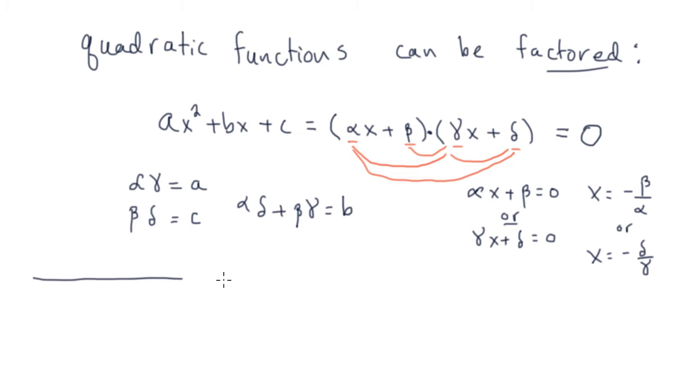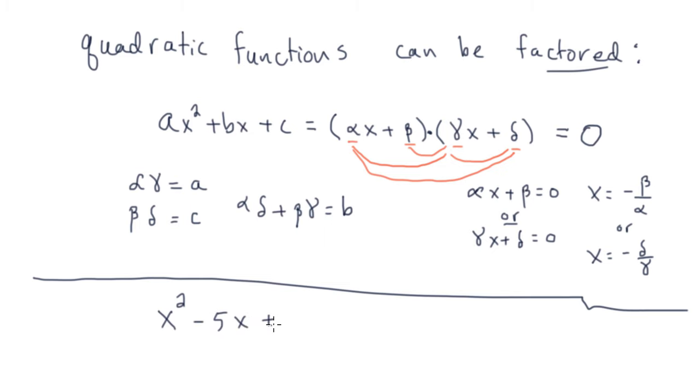So let's do a quick example just to illustrate what I mean in case you forgot. Suppose that we had x squared minus 5x plus 6, and I want this to equal 0. So here's my quadratic function. I'm setting it equal to 0 to find the zeros of the function. Now notice that my a here is 1. That tells me that alpha times gamma has to be 1. Well then I'll just let alpha and gamma equal 1. So this should be x plus or minus something, and then x plus or minus something.